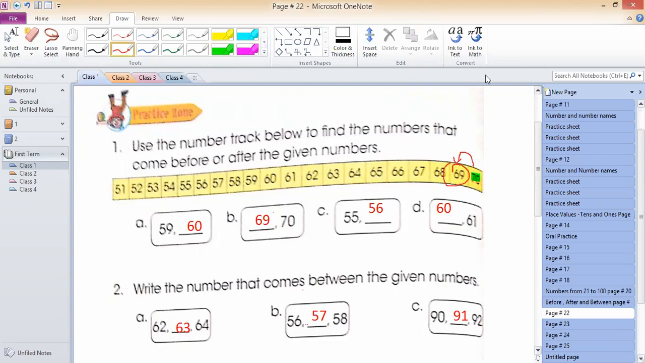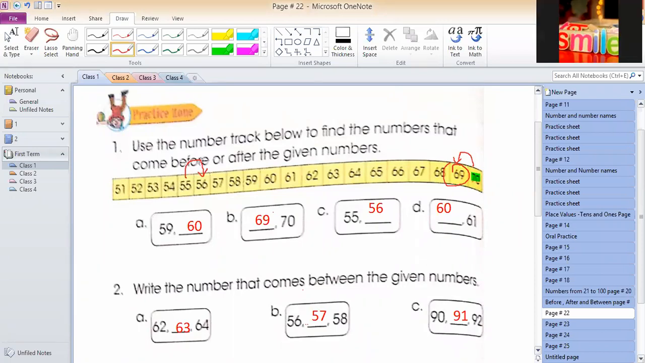Then the next one was 55. Where is 55? This is 55. What is the next number? In order to find that, you will check the next box, 56. Or when you count on after 55, what number comes next? That is 56. Same here, 60 or 61. What comes before 61? This is 61, and before 61 is 60.